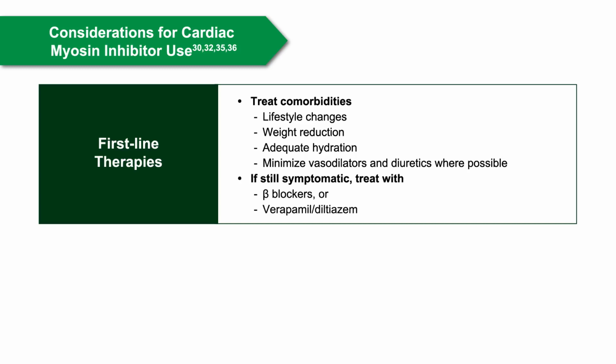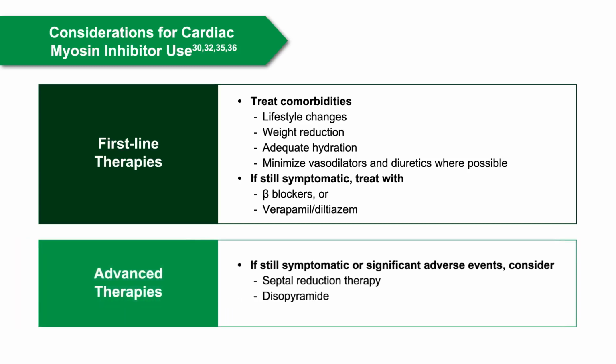When patients remain symptomatic after these conservative measures, first-line therapy is beta blockade. If this is not tolerated or if beta blockers are contraindicated, then calcium antagonists such as verapamil or diltiazem should be considered. If patients remain symptomatic or have significant side effects, they may then be candidates for septal reduction therapy. Disopyramide may also be appropriate in patients who have been unresponsive to either beta blockers or calcium antagonists.